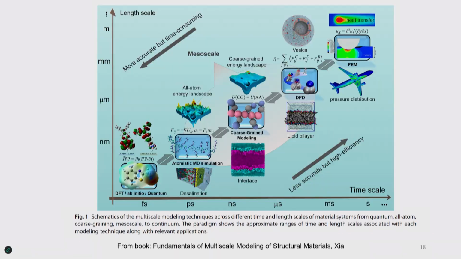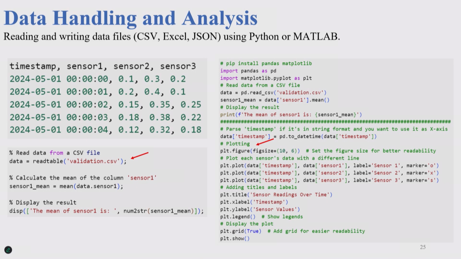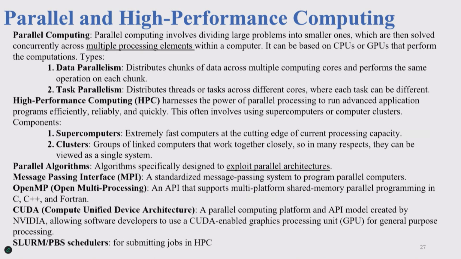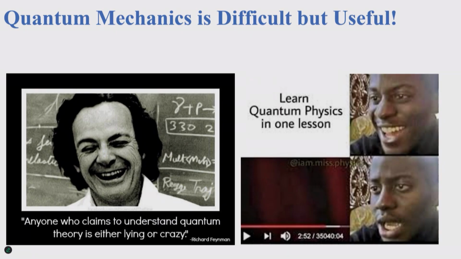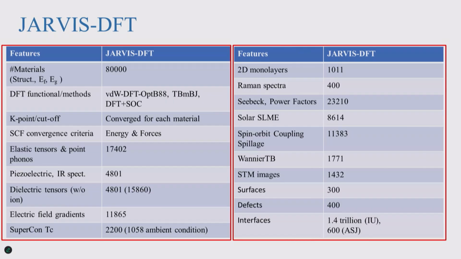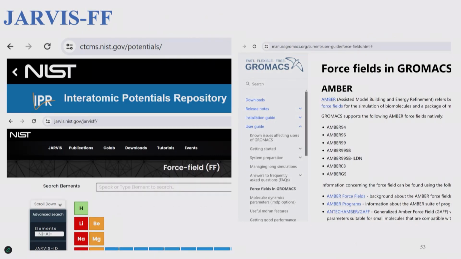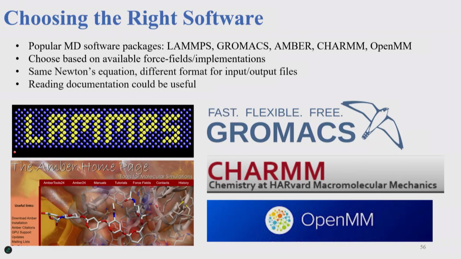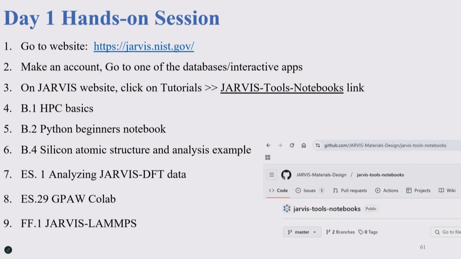We discussed multi-scale modeling, the need of programming and different types of programming skills that might be necessary to a certain extent for doing multi-scale modeling and materials informatics. We talked about parallel and single processor computing, quantum mechanical principles, density functional theory, then MD, molecular dynamics, classical force fields, statistical ensembles, choosing the right software, and continuum mechanics a little bit. We just touched upon this. So now you are experts in material science, both experimentally and theoretically.